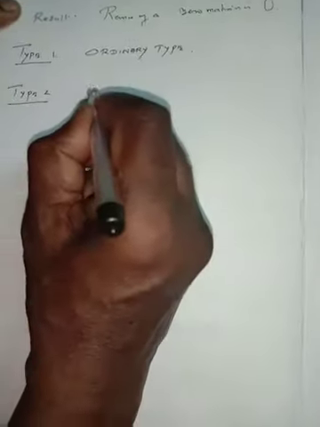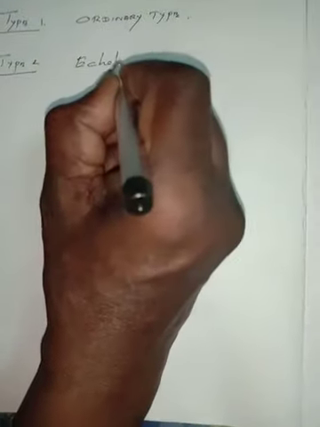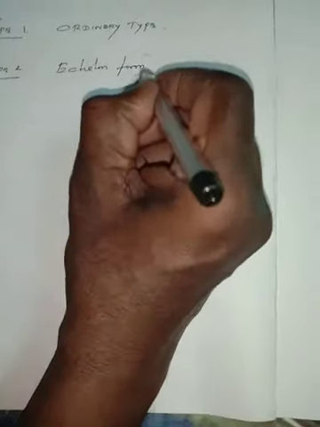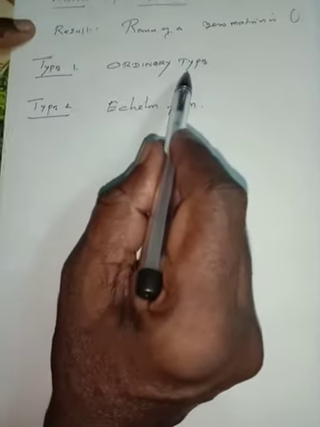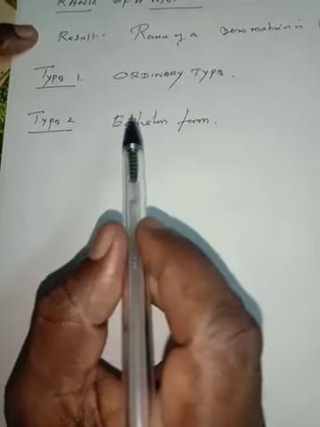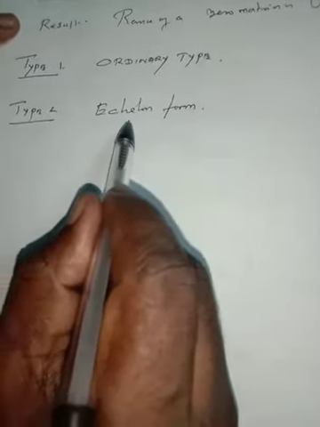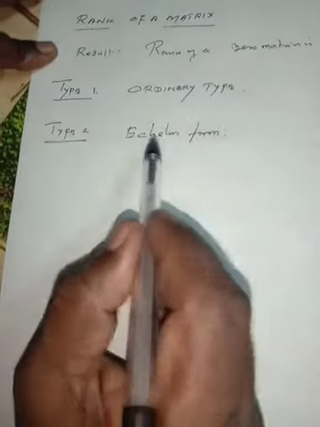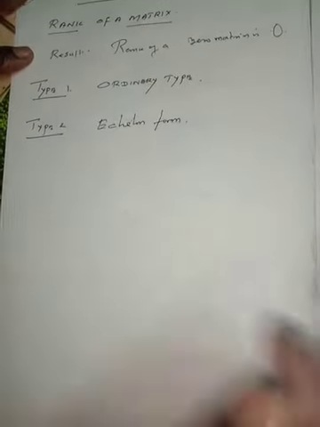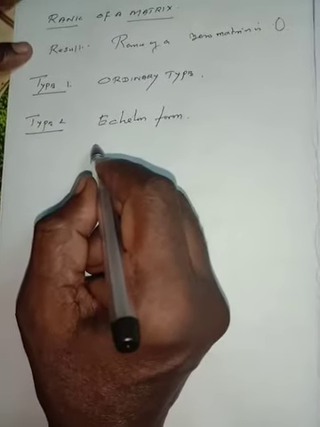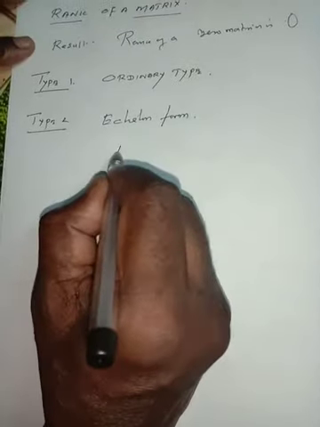Type number 2, echelon form. First, we have to take type number 1, which is very useful for 2 cross 2 and 3 cross 3 matrix. Echelon form is used for 3 cross 3 matrix, 3 cross 4 matrix, 4 cross 3 matrix, 4 cross 5 matrix, 5 cross 4 matrix. Okay. Now we are going to take Exercise 1.1.